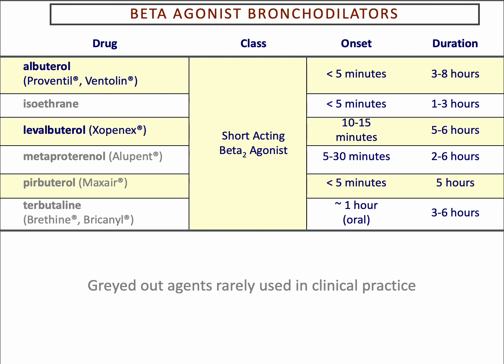There is a levoalbuterol form, which is the levorotatory form of albuterol. Let me explain what that is. Most drugs that are delivered on the market these days are called racemic mixtures. They're a 50% mixture of a right-handed and a left-handed version of the drug. So what do we mean by that?